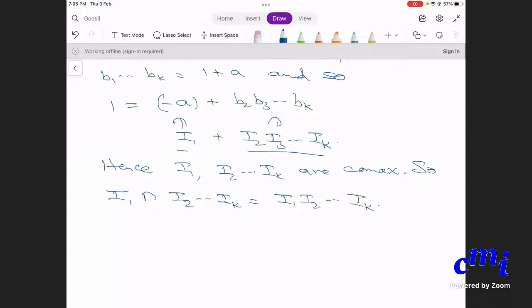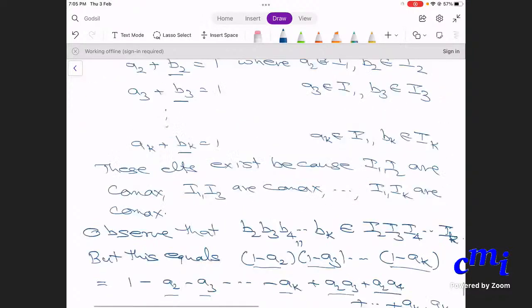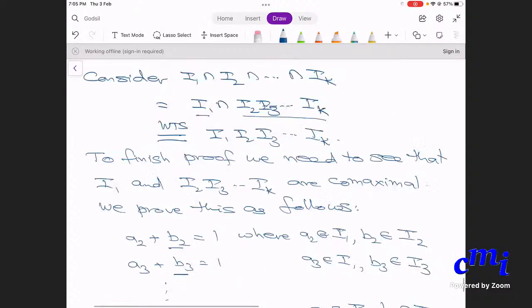So what does this do for us? Just go back a little bit. So here we have I1 intersect I2, I3 up to Ik, and I just showed that this is equal to I1, I2 up to Ik. And therefore, the intersection of I1 up to Ik is equal to the product of I1 up to Ik. So this finishes the proof of the second step.